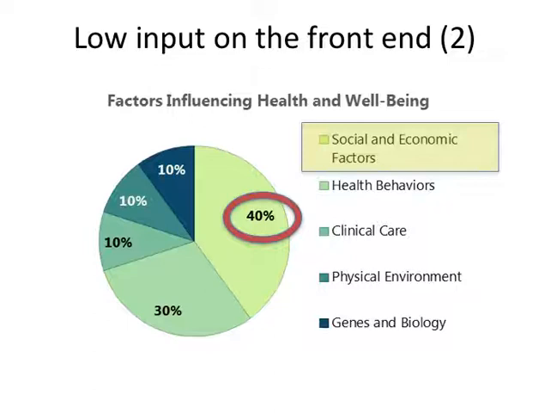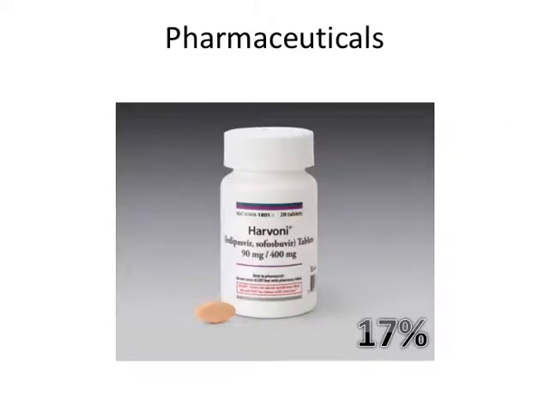But what is the importance of social programs? Well, these programs, such as housing assistance, employment programs, disability benefits, and food security, end up accounting for about 40%, or the largest contribution of factors influencing health and well-being. Interestingly, medical care accounts for 10% of that. Next, we'll discuss some of the impact of pharmaceuticals on our healthcare costs.